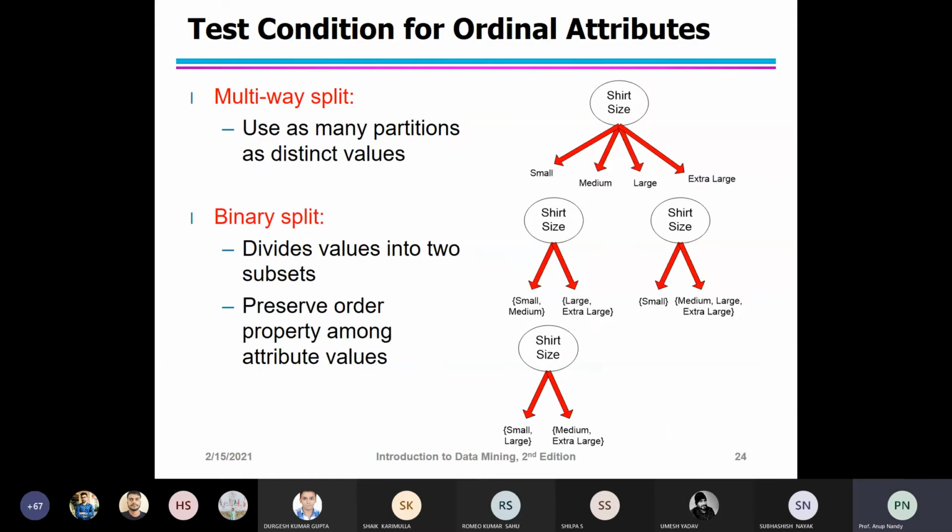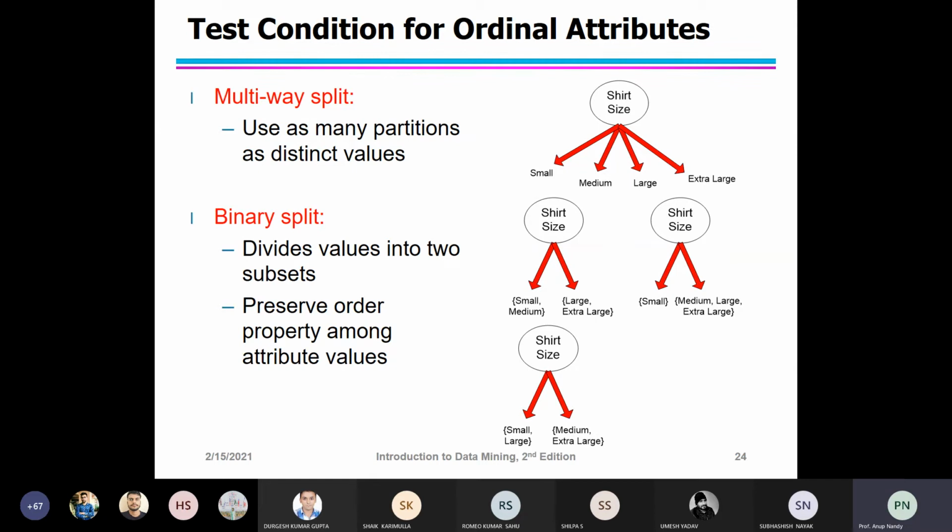Next are ordinal attributes. What are the test conditions for ordinal attributes? Ordinal attributes can also produce binary or multi-way splits. Ordinal attribute values can be grouped as long as the grouping does not violate the ordered property of the attribute values. So ordering is important.